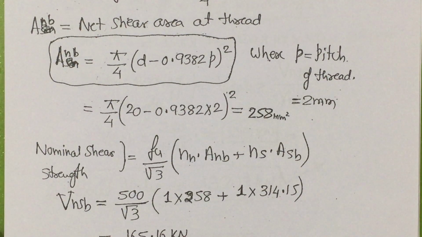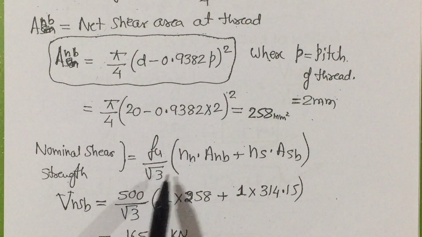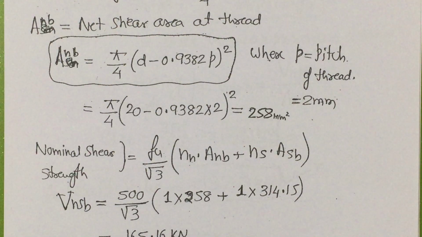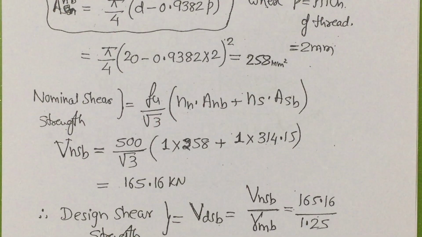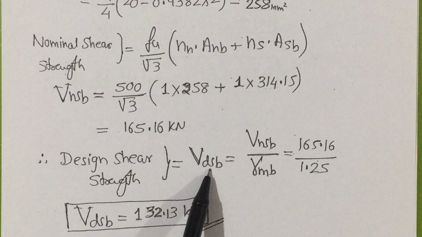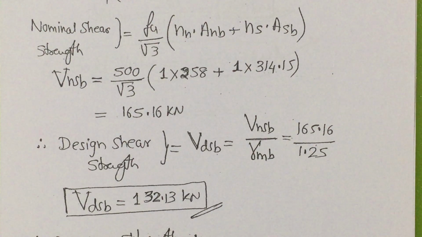The nominal shear strength is given by Fu by root 3 into this formula, substitute. Therefore, you are going to get 165.16 kilonewton. Once you get VNSP, then calculate VDSP. You are going to get 132.13 kilonewton.